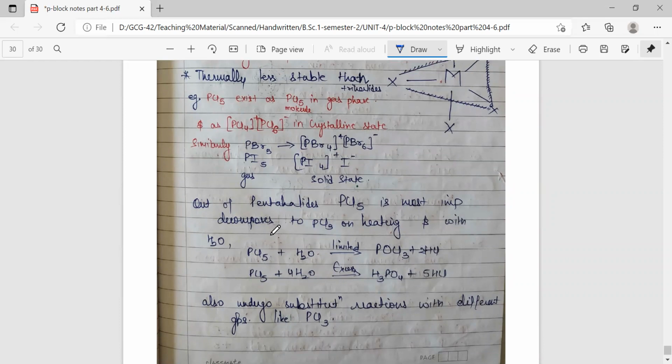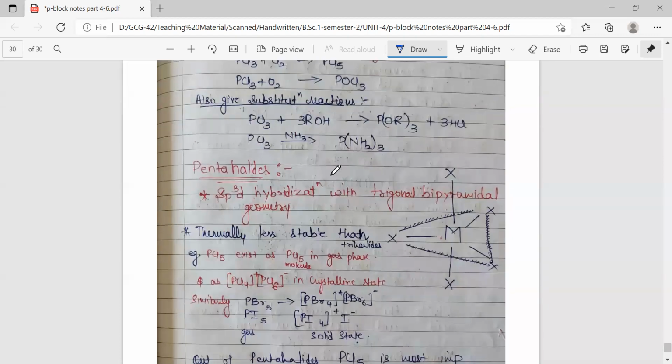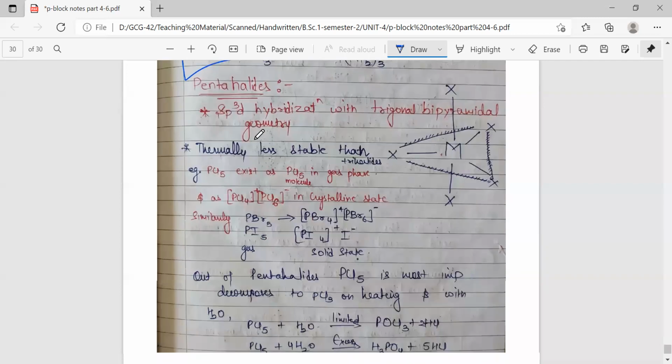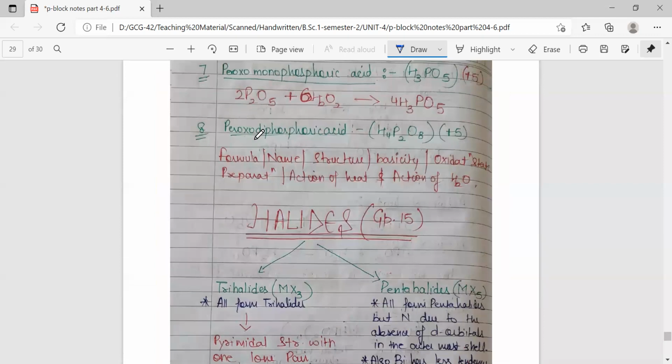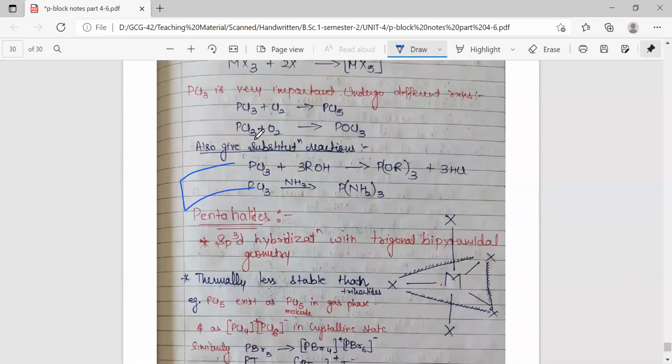It will decompose to PCl3 upon heating, and with water, PCl5 will give us POCl3, the corresponding oxychloride of phosphorus, and with excess water, it will give us orthophosphoric acid, which is a preparatory reaction for orthophosphoric acid. And also this pentahalide of phosphorus will undergo substitution reactions with different groups, as we have shown for PCl3. The substitution reactions are similar for PCl5 also. So that is it for the oxyacids of phosphorus and the halides of group 15 elements. This is all about halides, and so this is all about our group 15.